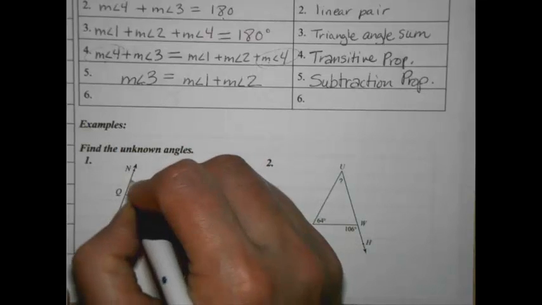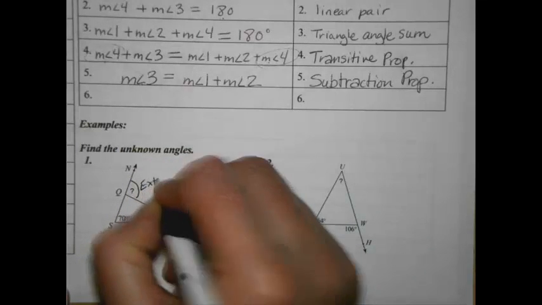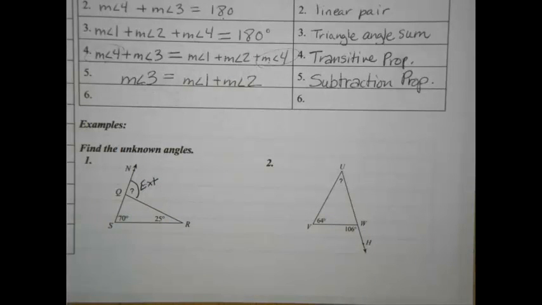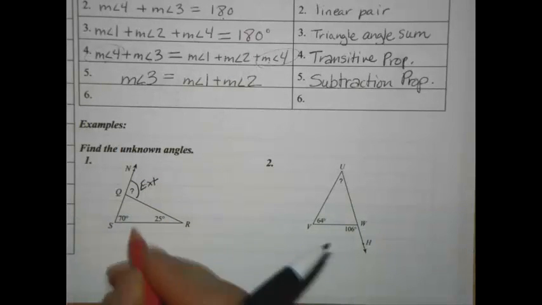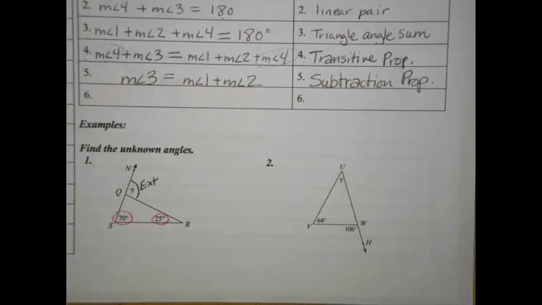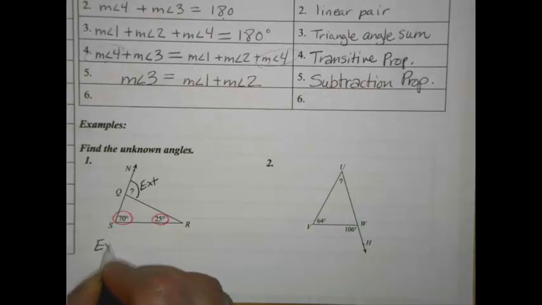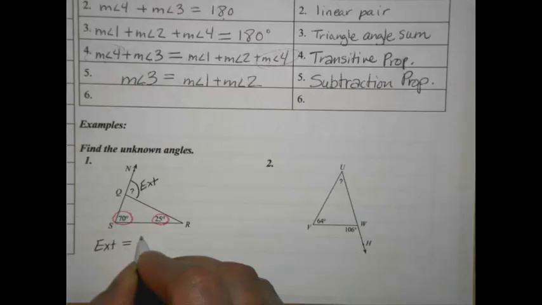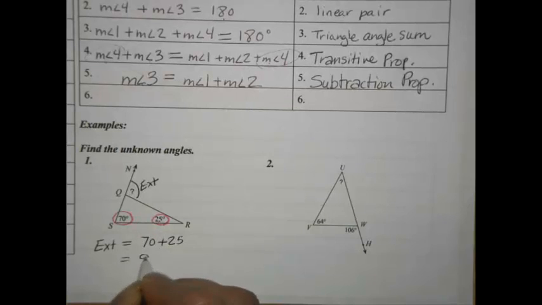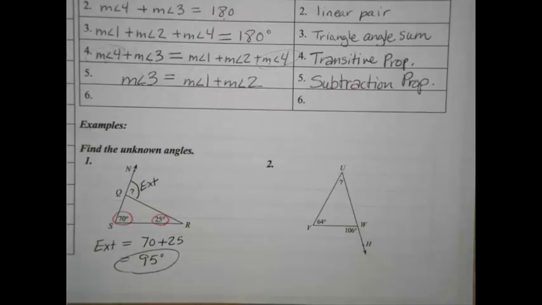Well, notice that this is an exterior angle of our triangle formed by just extending the side. So if we just apply our theorem, let's go find our remote interior angles. Right here is one and right here is the other. They're away from that exterior angle and they're inside the triangle. So my exterior angle should just equal the sum of the two remote interiors. That means I can just add them together. 70 plus 25, so my answer is 95 degrees. That's my exterior angle.